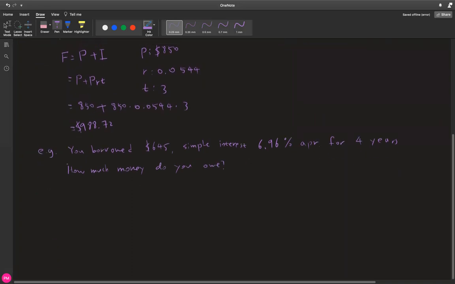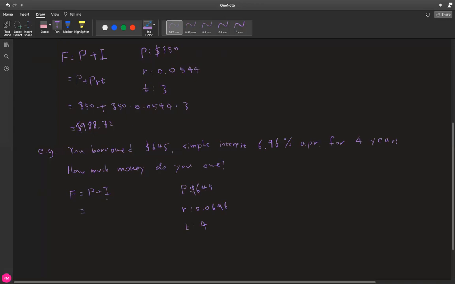So from the get-go, we should know that we're trying to find the final value. So we're here to find the F. And let's write down everything we know. We know the principal in this case is $645. We also know that in this case, the APR is 0.0696. And lastly, we know the time frame, the term of the loan, is 4 years.